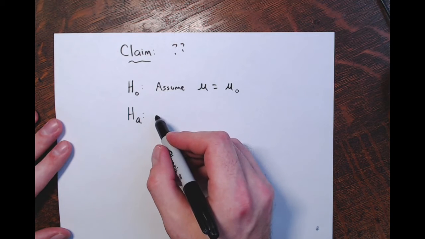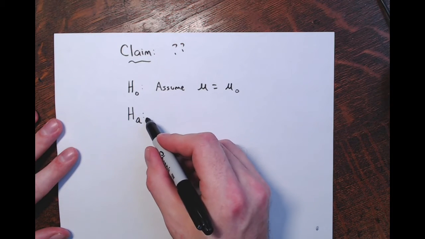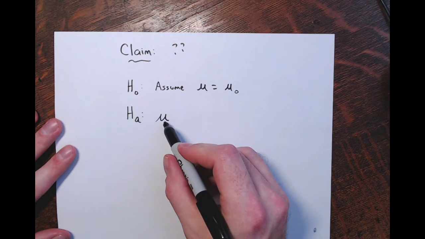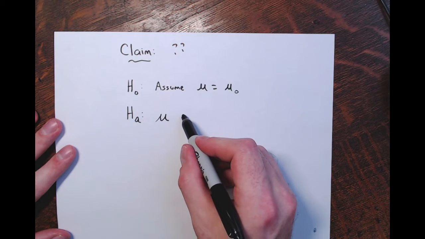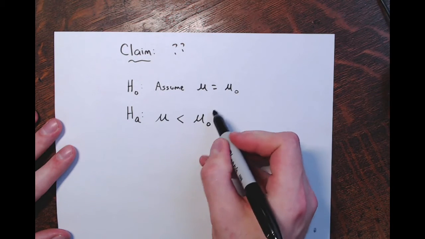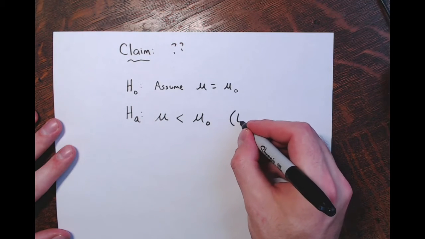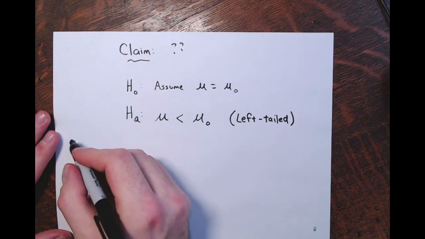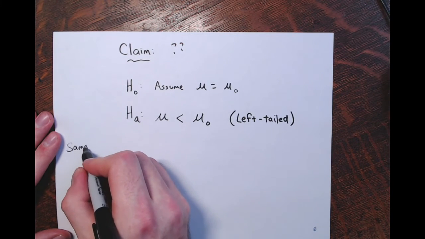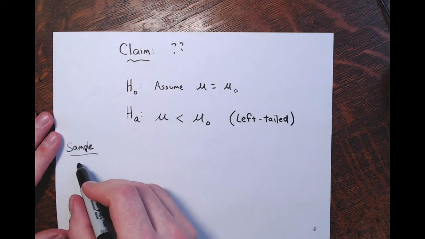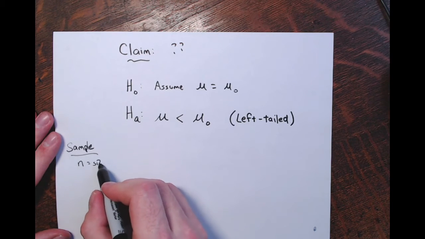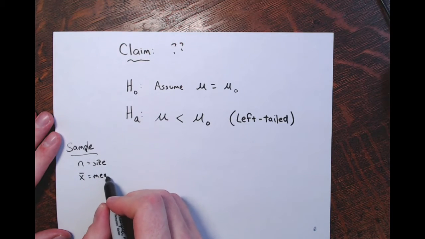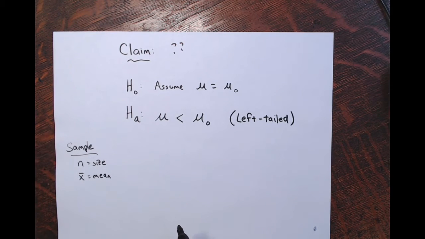And then here, they told us we have a left-tailed test. That means our alternative hypothesis is that mu, the population mean, is less than mu sub 0, this value. So again, it's left-tailed. Then we take our sample, and it would have a certain size and a certain sample mean. And then we apply the central limit theorem.